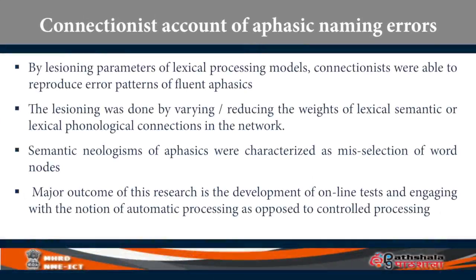So then if your lexical semantic connections are weakened, do you get semantic paraphasias or neologisms which are associated with anomia? Then they will go back and see with anomic patients whether, when the connections to the lexical semantic network are weakened, you get neologisms. When the phonological connections are weakened, you don't get neologisms. That's how they try to correlate it.